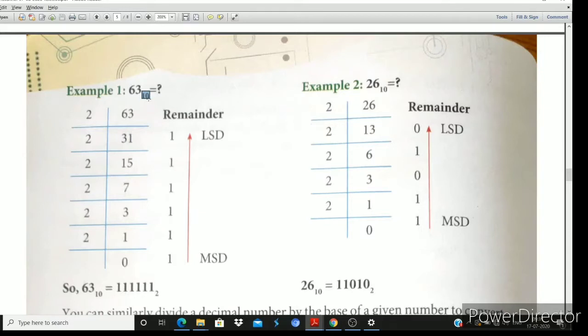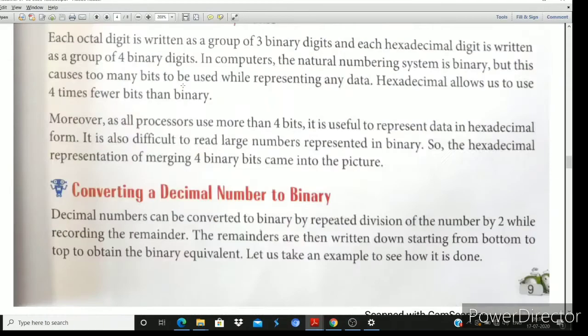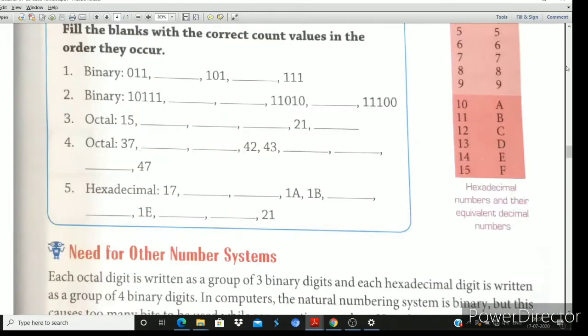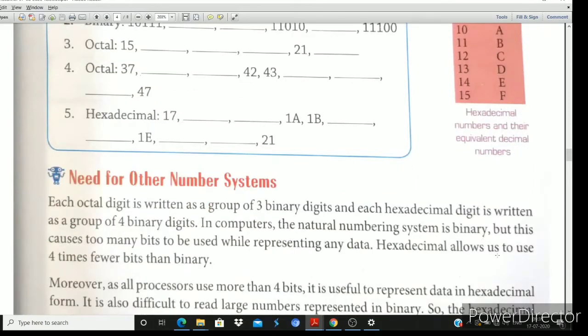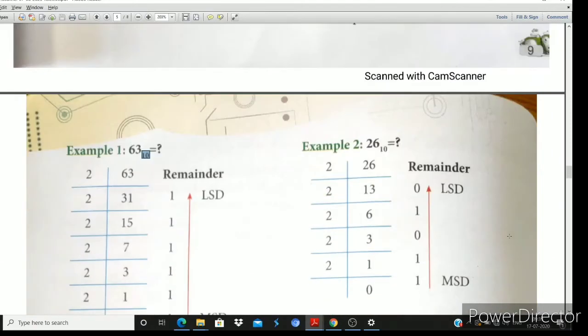It can be hexadecimal because it uses from 0 to 15, which is represented by F. In hexadecimal you can have digits from 0 to F, so F represents the number 15. So 63 can be an octal number, a decimal number, or a hexadecimal number.